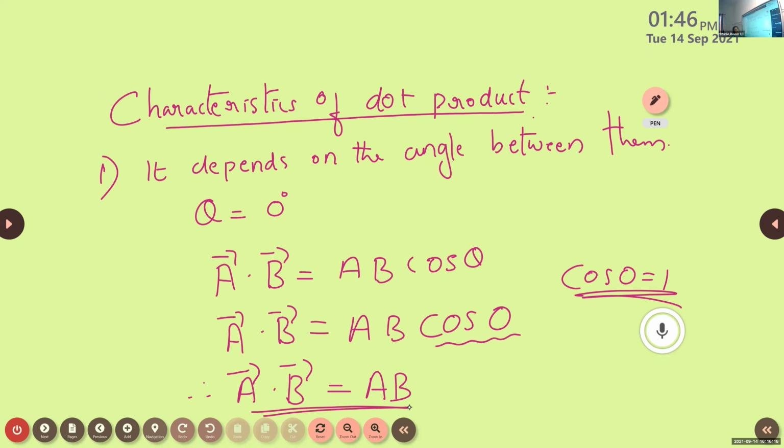So we can say the dot product or scalar product depends on the angle between them. If the angle between the two vectors, vector A and vector B, is equal to 0 degree, then the value becomes AB. Vector A dot vector B is equal to AB, simply the product of the magnitude of the two vectors.